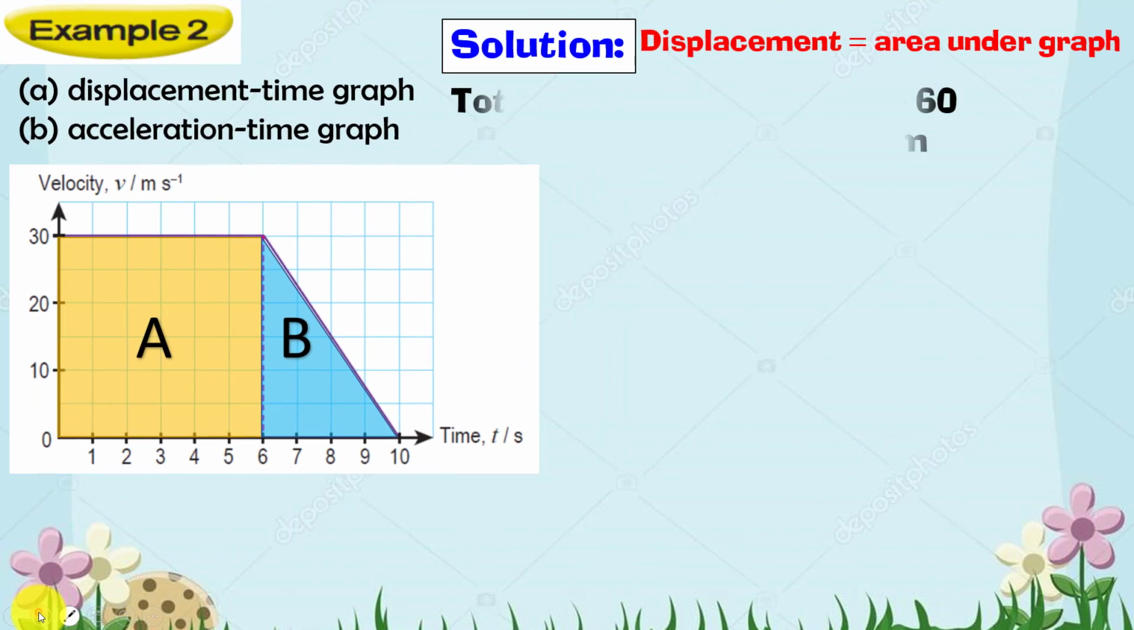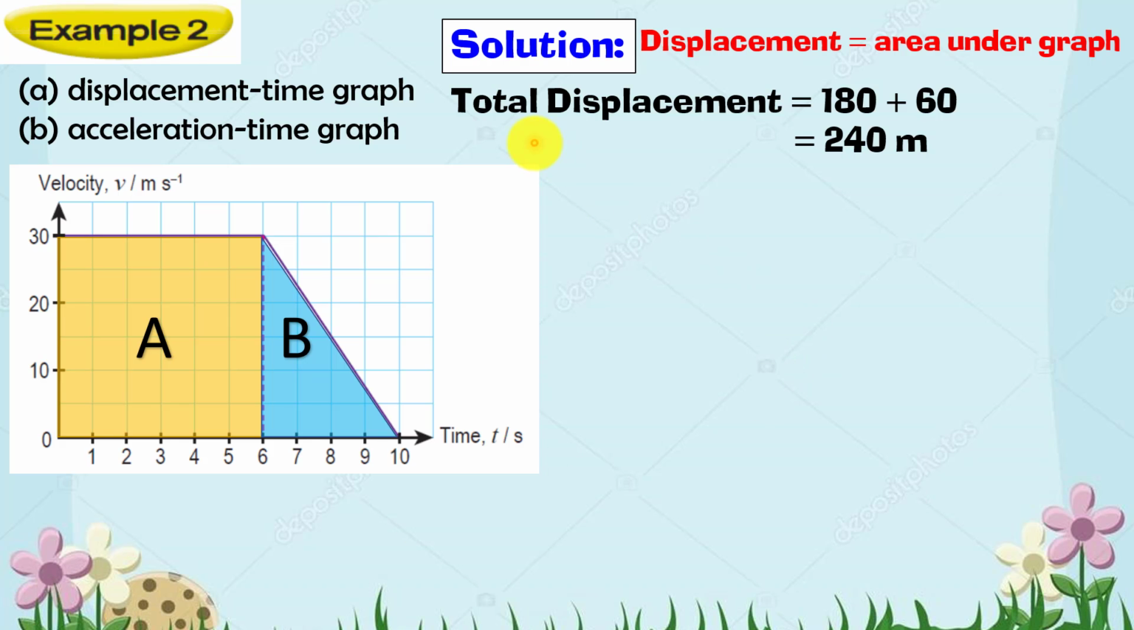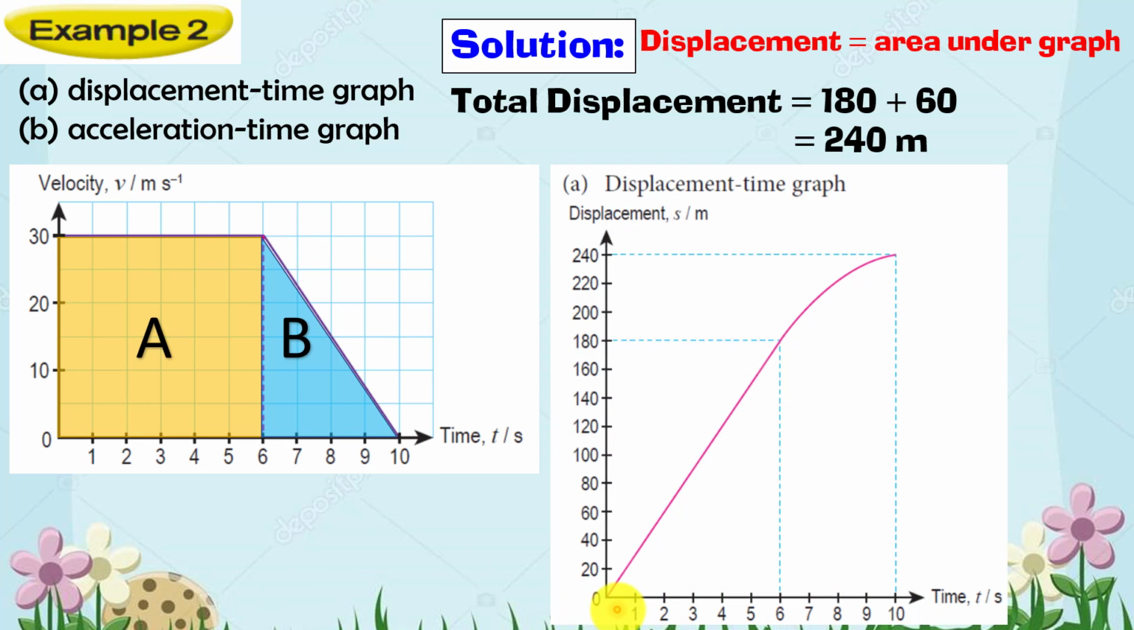Okay, so from here the displacement-time graph, total displacement is 240 meters for the 10 seconds. From here I need to show the graph. We start with 0 to 6. For 0 to 6 I get 180, the first one. So I draw a straight line, because this one is a straight line from 0 to 6. If you find the gradient, the answer should be 30. So from here until here I stop.